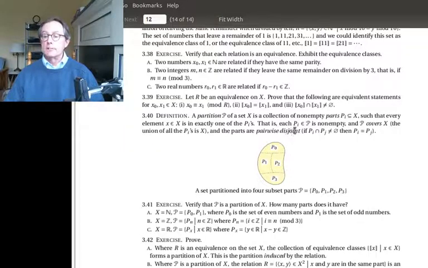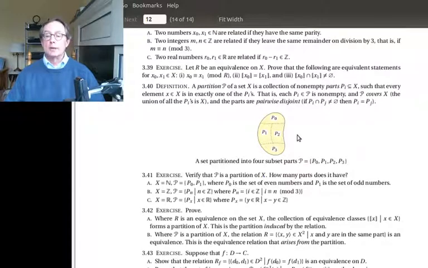That is, each P sub i in the partition is non-empty, and the partition covers X. See that script P? Script P covers X. That is to say, the union of all the P sub i's is X, and the parts are pairwise disjoint. So, for example, in this picture, P0 and P1 don't have any overlap, and P0 and P3 don't have any overlap. So P sub i and P sub j don't have any overlap unless they're actually the same.